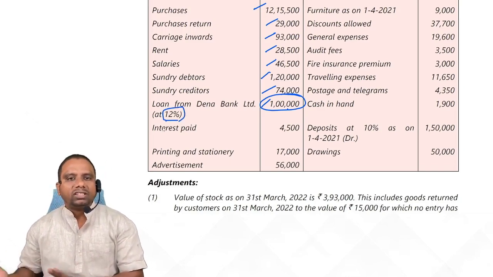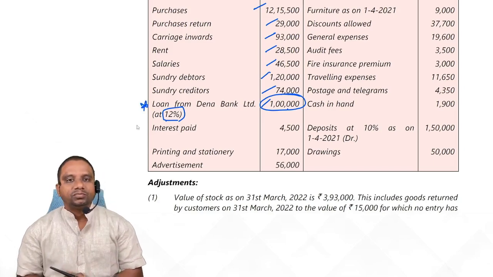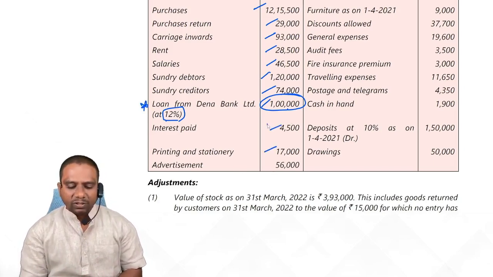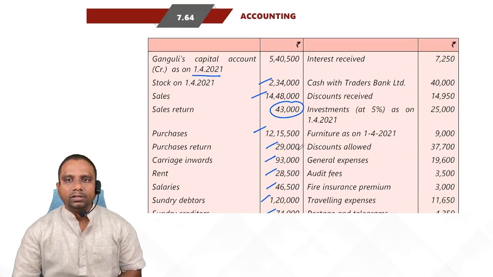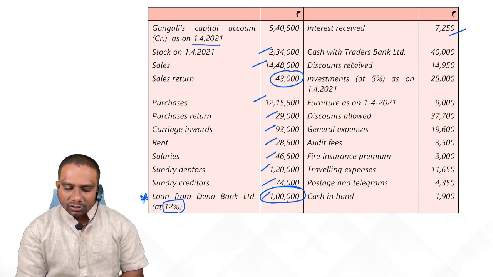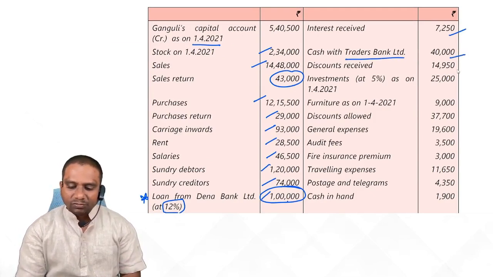So you see the further information. Do you have any further information or not? Yes, we check it. Next one, interest paid. Printing and stationery, P&L account debit. Advertisement also P&L account debit. Interest received, P&L account credit. Cash with the Traders Bank Limited, asset, cash at bank, balance sheet asset. Discount received, profit and loss account credit.